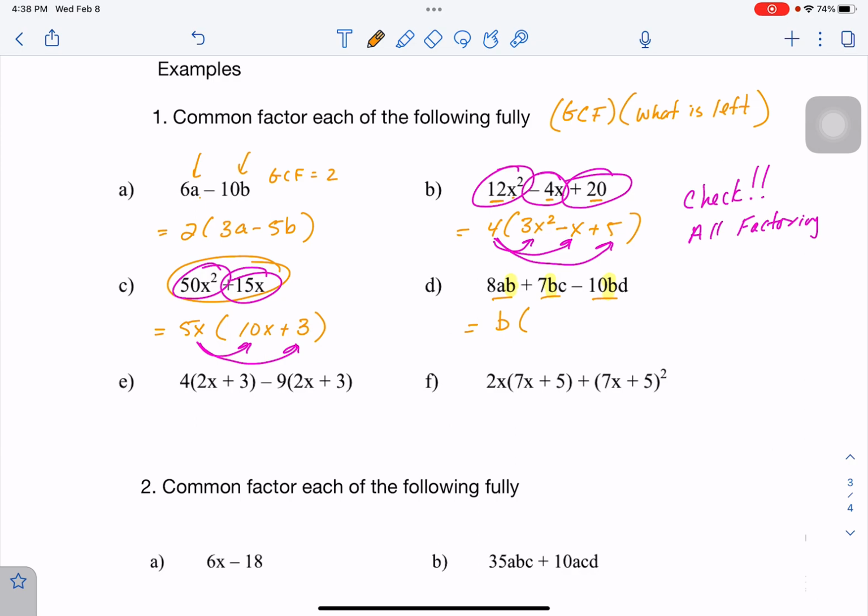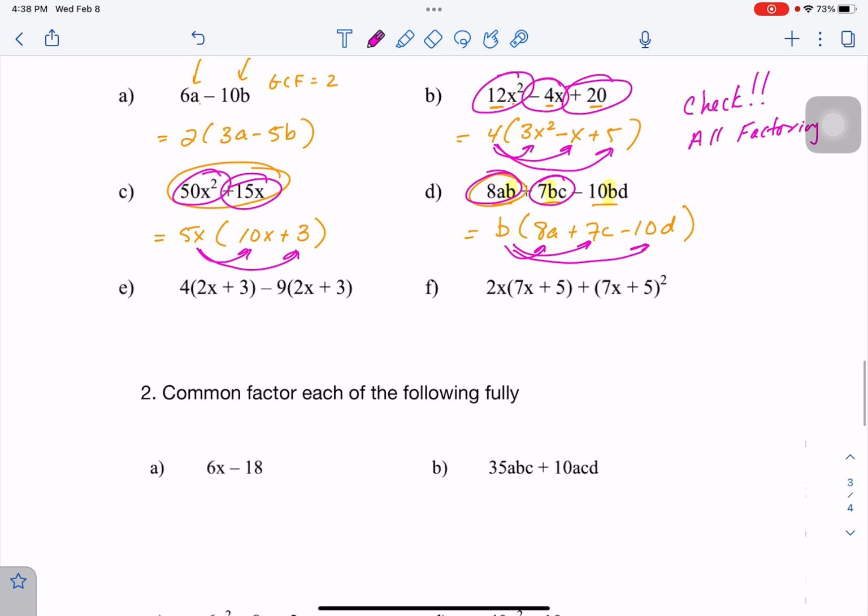What are we left with? Well, when I take 8AB and remove the B, I get 8A. When I take 7BC and remove the B, I get 7C. And when I have 10BD and remove the B, I get negative 10D. Now let's check if I'm right. 8A times B is 8AB. 7BC and negative 10BD. Life is grand.